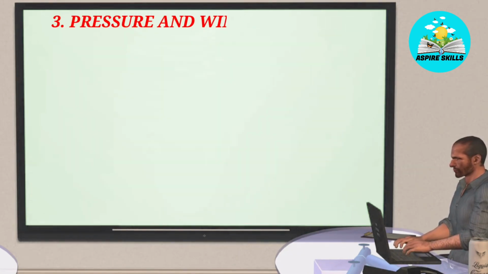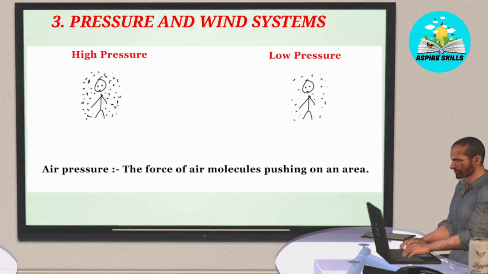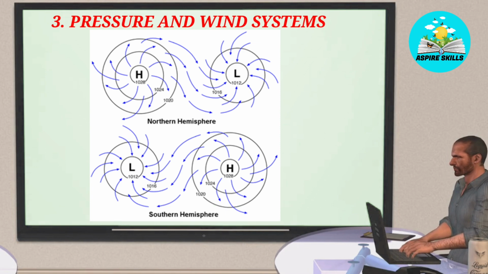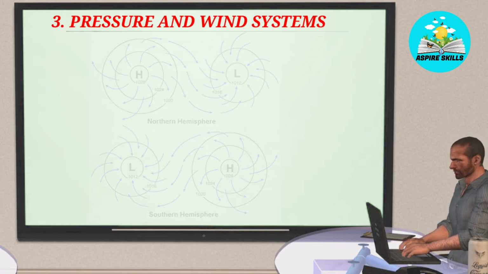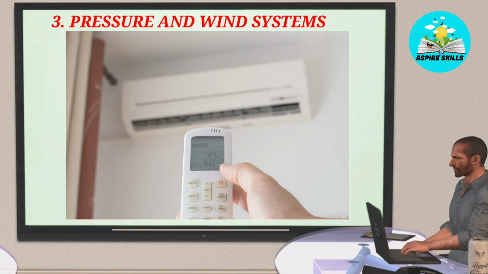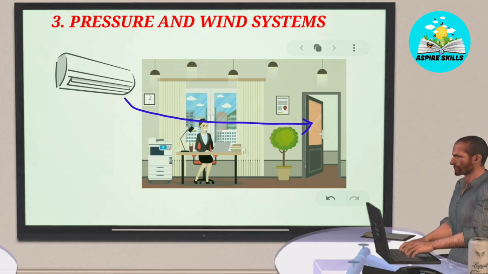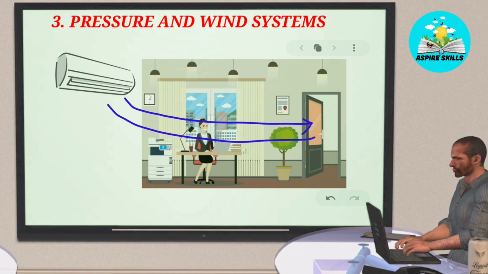The third factor is pressure and the wind system. By pressure, we mean the high and low pressure system. Always remember, air moves from high pressure to low pressure area. The best way to understand this is with an example. For example, when we switch on our AC and leave the door open, you will feel that the cool air is going out of the room. And this is because the environment outside your room is warm and it's attracting the cool air molecules towards it.